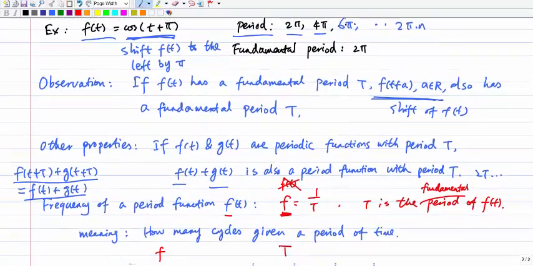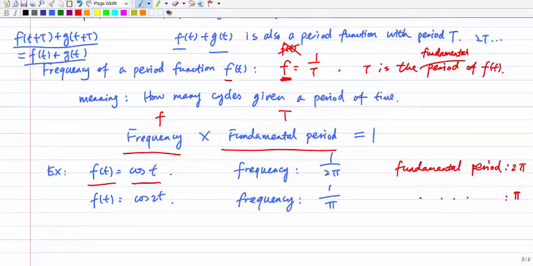So this is a basic introduction to Fourier analysis. Next time I'll talk about how to compute the Fourier series for a periodic function.